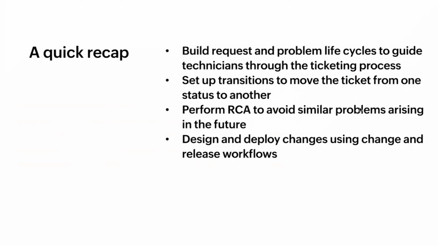We'll do a quick recap. So today we saw how you can build request and problem lifecycles that can guide your technicians through the entire ticketing process. We saw how transitions can help you move a ticket as well as take actions such as triggering a task or triggering a webhook or a custom function at any point of time. We also saw how you can make use of the dedicated RCA section, that is the root cause analysis section inside the problem module, to make sure that a similar problem does not arise in the future.